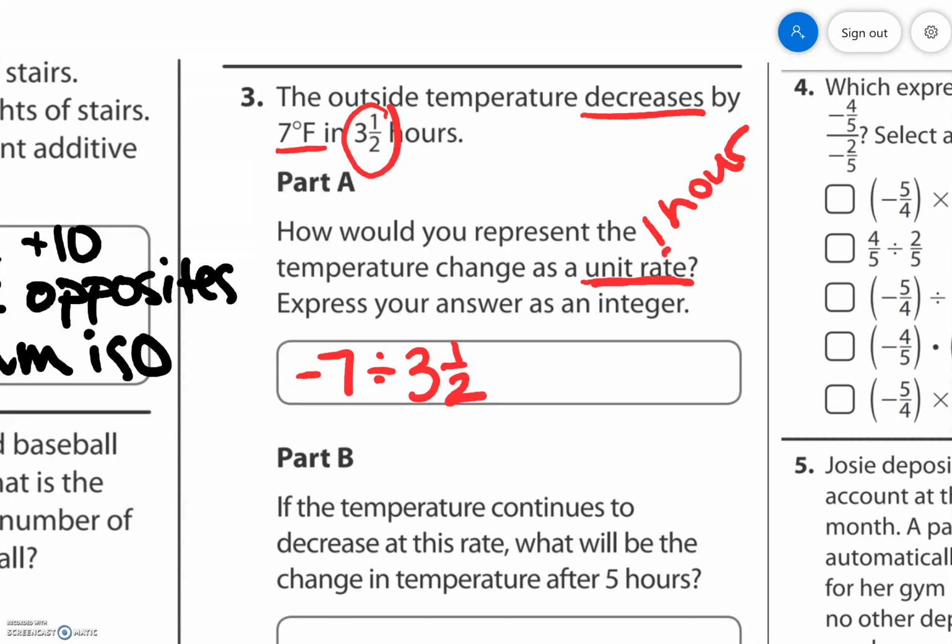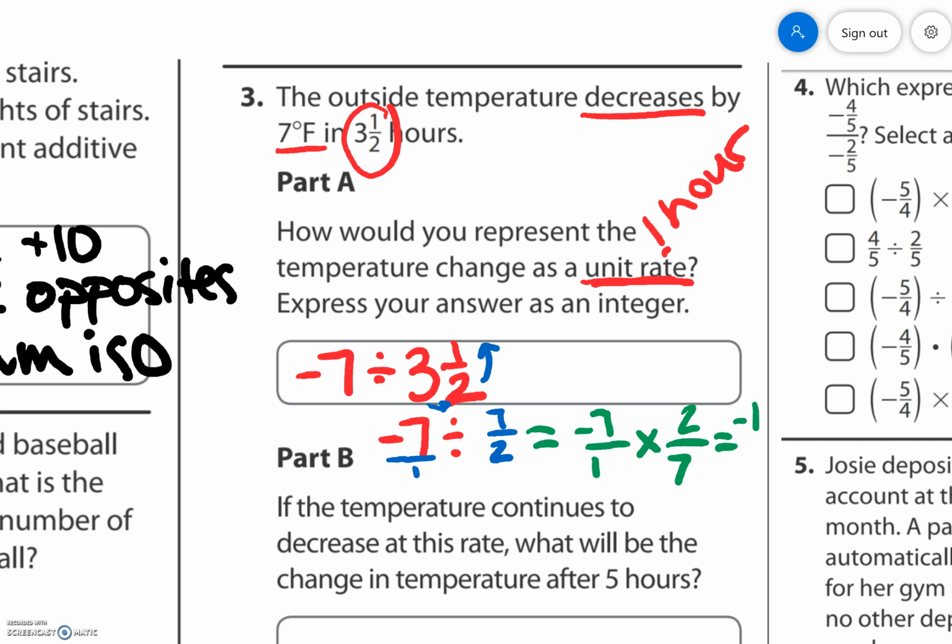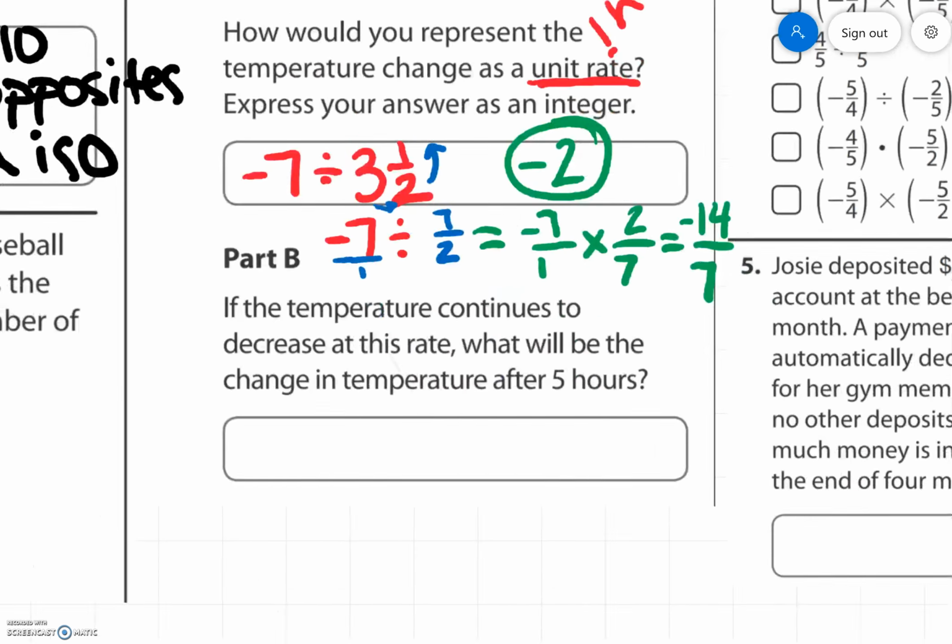So let's solve. So first I'm going to put this into improper fractions. -7 divided by, going to get 3.5 as a mixed number, multiply, and add. So that's 7 over 2. I can put this over 1, and I can do stay, change, flip. -7 over 1 times 2 over 7 gives me -14 over 7, which is equal to -2. Express my answer as an integer, so it's just a number without a decimal.